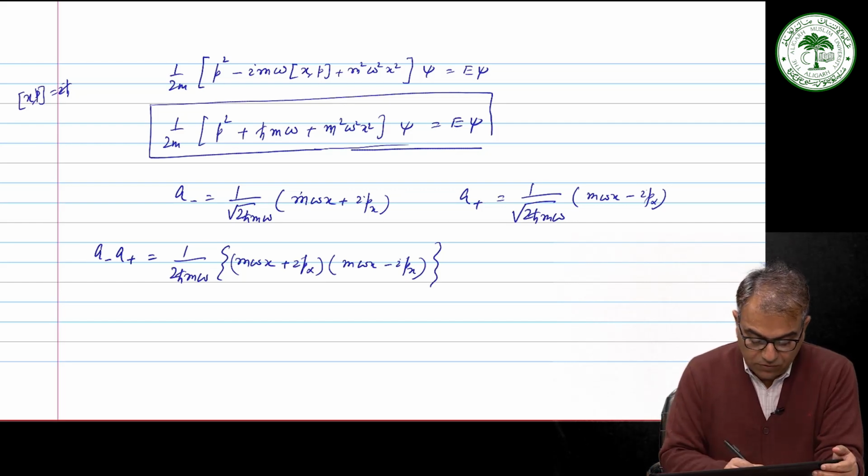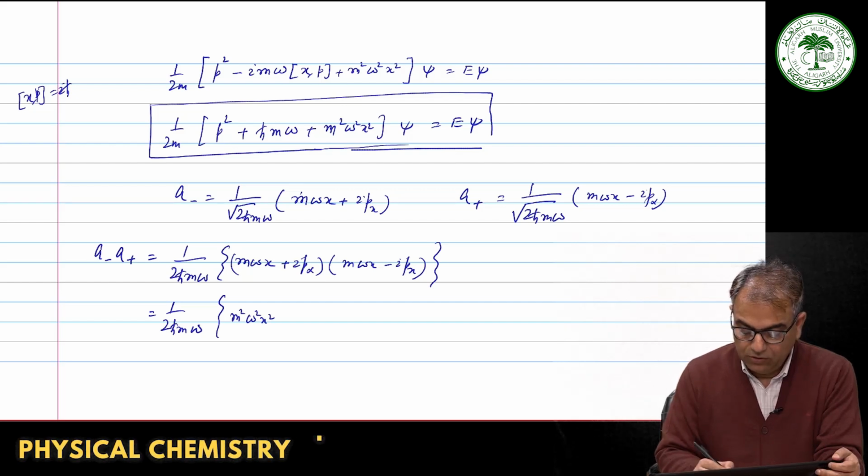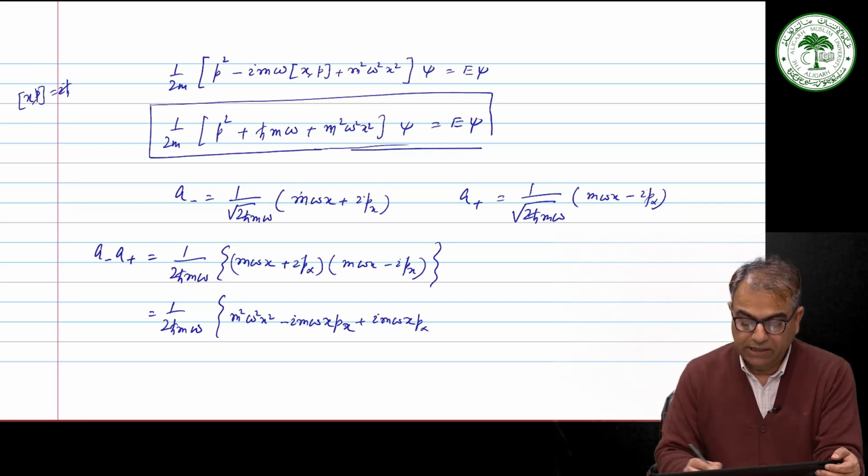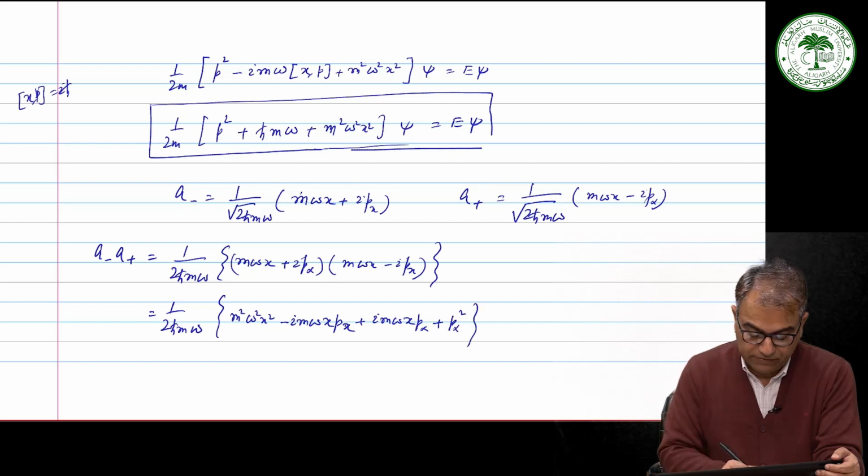And this will give you 1 by 2 H cross m omega. Multiply these two, what you get is m square omega square x square. Then you multiply this with this one, it will be minus I m omega x into p x. Then you multiply this with this one, plus I m omega x into p x, and then you multiply these two, it will be minus, plus minus minus, and I square will be minus, so it will be plus p x square. You see the similar results which we have done earlier, we are getting here also.